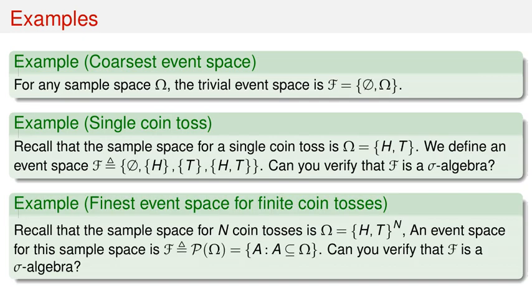For the finest event space in finite coin tosses, recall that for n coin tosses, omega was {H, T} to the n. An event space for this sample space can be the power set of omega, script F equals script P of omega, which is the set of all subsets A such that A is a subset of omega. Again, can you verify that this forms a sigma algebra? When omega is finite, its power set is always a valid sigma algebra.